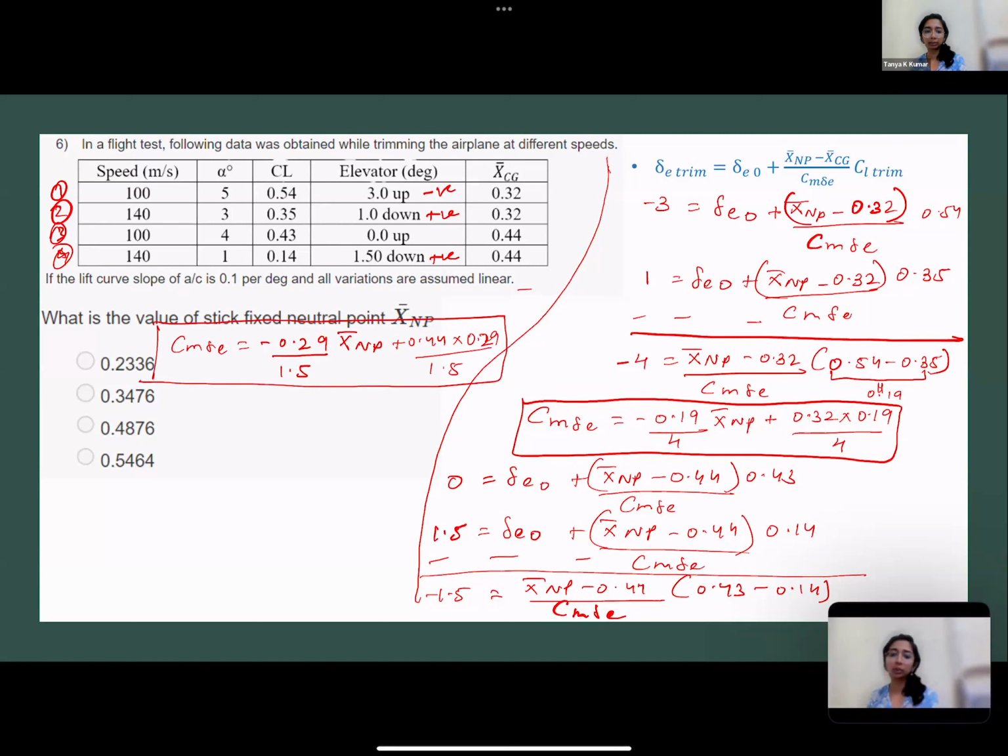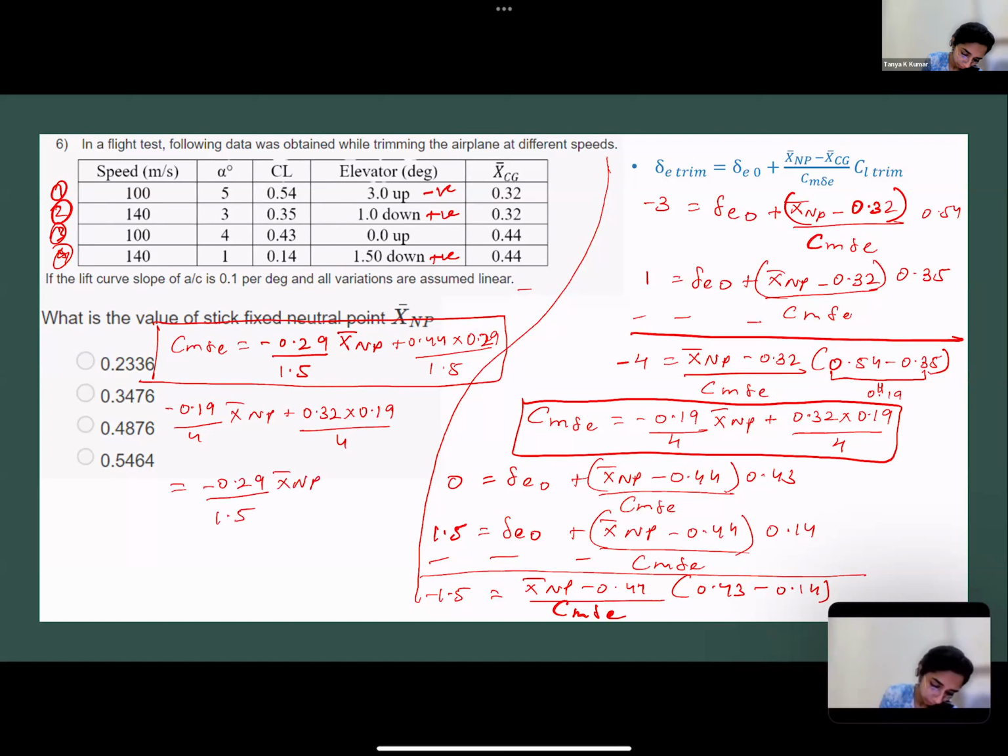Now equate the two CM delta E's. These two equations in the boxes, just equate them. So what do you get? You have minus 0.19 by 4 X bar NP plus 0.32 into 0.19 by 4 equals minus 0.29 by 1.5 X bar NP plus 0.44 into 0.29 by 1.5. So now it's a single equation in terms of X bar NP.